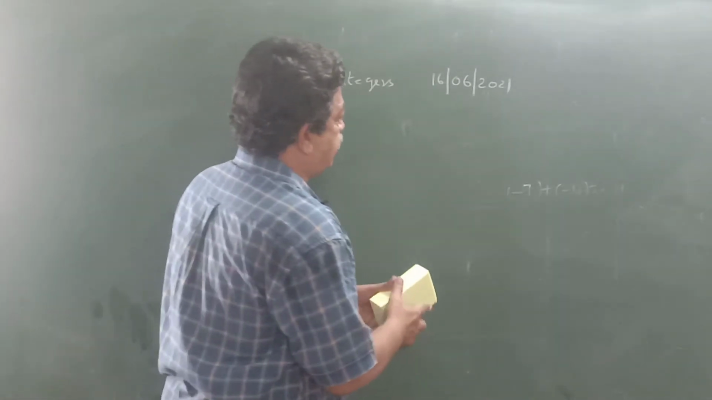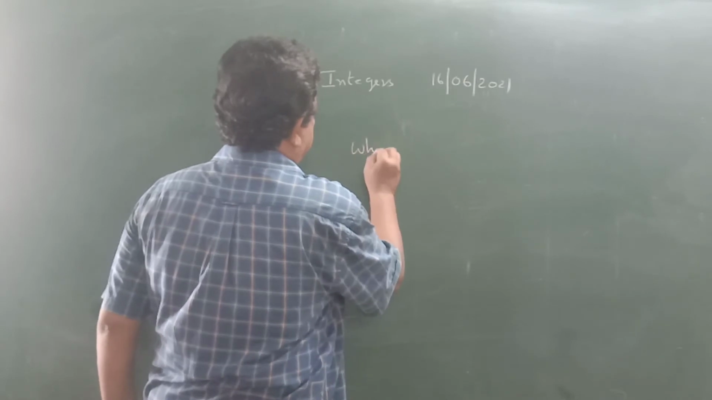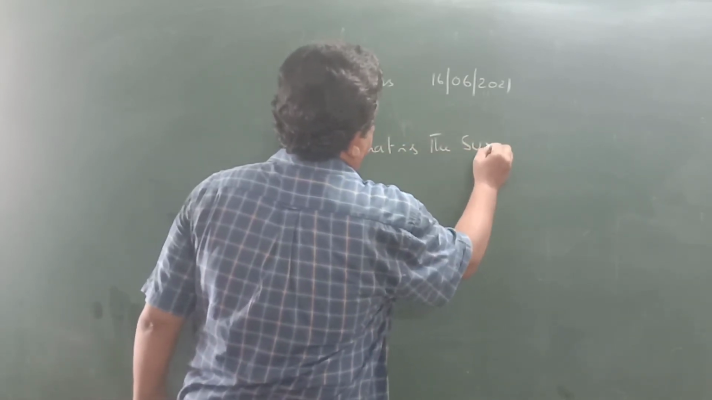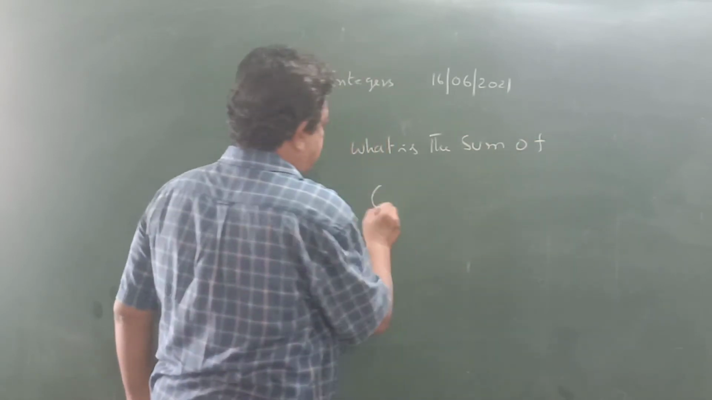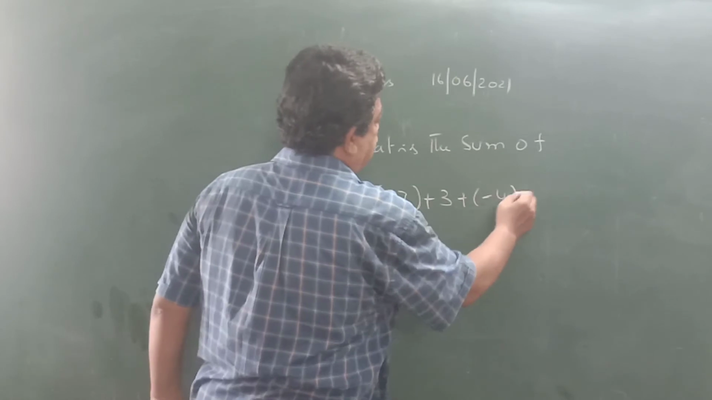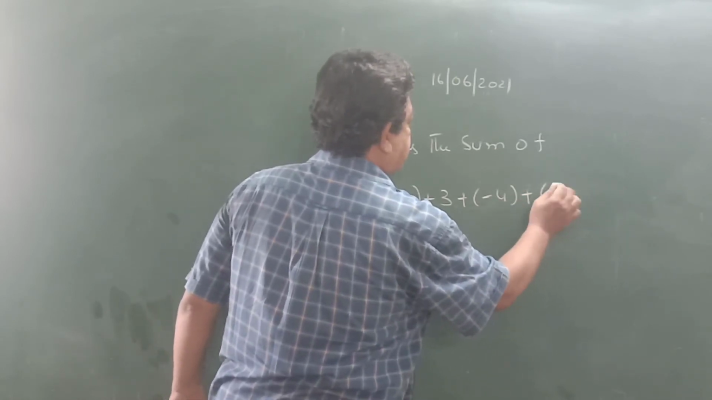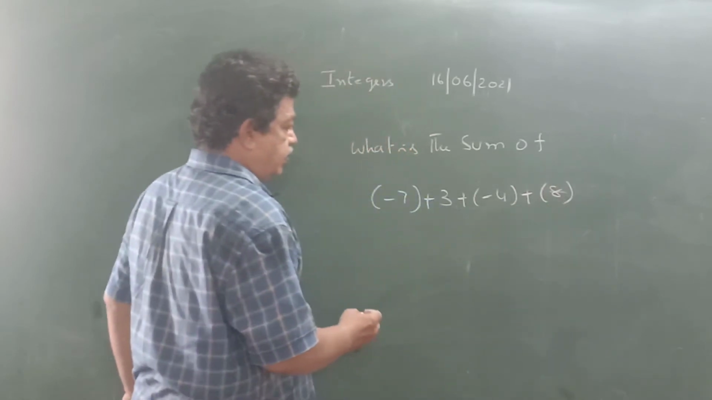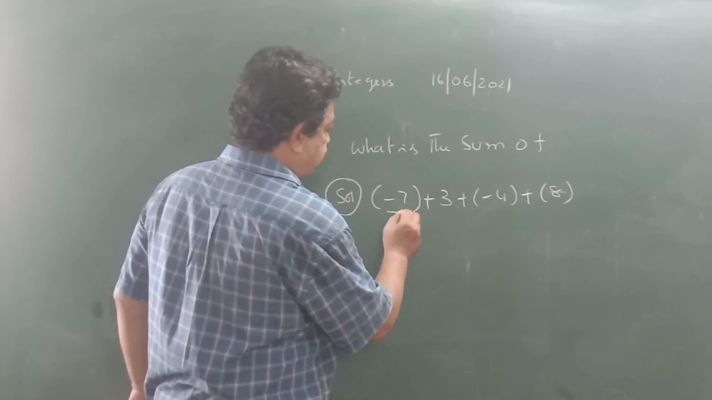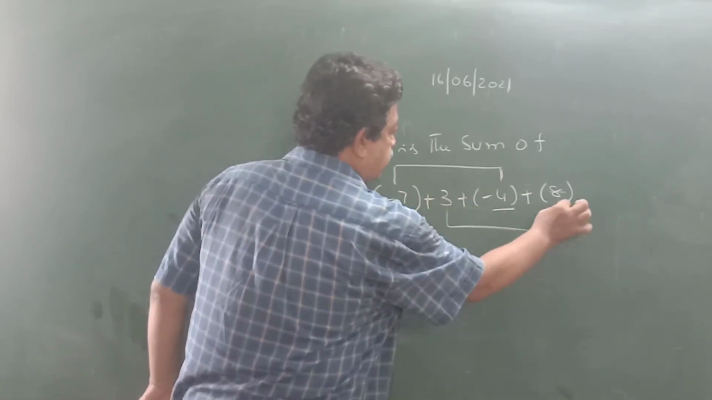Now, I give you another problem. What is the sum of minus 7 plus 3 plus minus 4 plus 8? I take the first step as it is. I observe 7 is negative, 4 is negative. So, there are two negative integers and two positive integers.